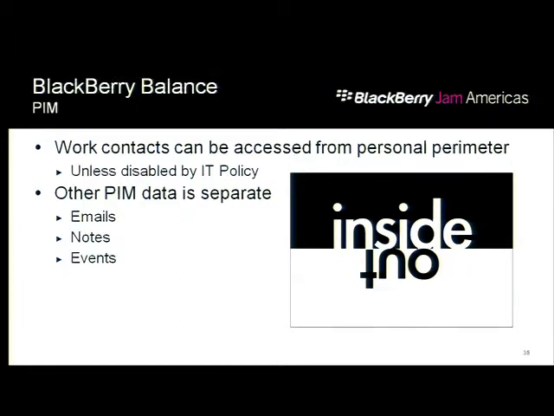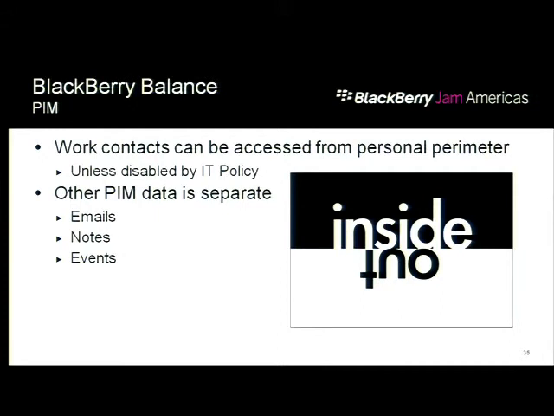How this interacts with PIM, work contacts are a little bit different. So work contacts can be accessed from the personal perimeter, unless this is disabled by IT policy, which can happen, but by default, a work contact can be accessed from the personal perimeter. The main reason is because otherwise it gets weird and awkward with the same contact in multiple contact lists. Contacts are not usually very secret, like an email address and a phone number. That's usually like public contact information.